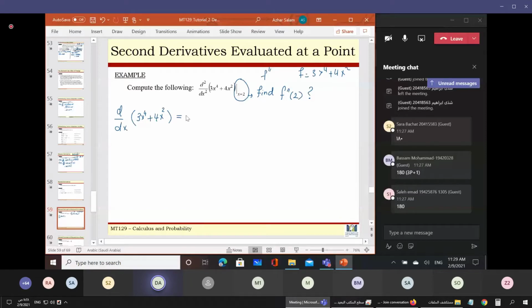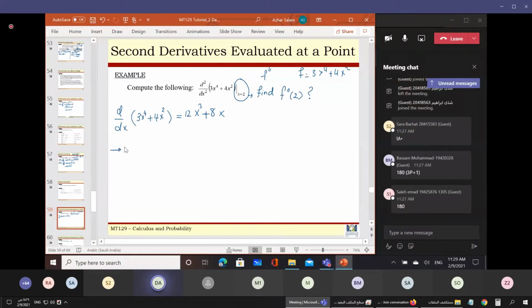I will take the derivative now. It will be 12x to the power 3 plus 8x. You know, of course, how to simplify this. 4 multiplied by 3, 12. X to the power 4 minus 1, which is 3. Plus 4 multiplied by 2, 8. X to the power 2 minus 1, x to the power 1. This is the first derivative.